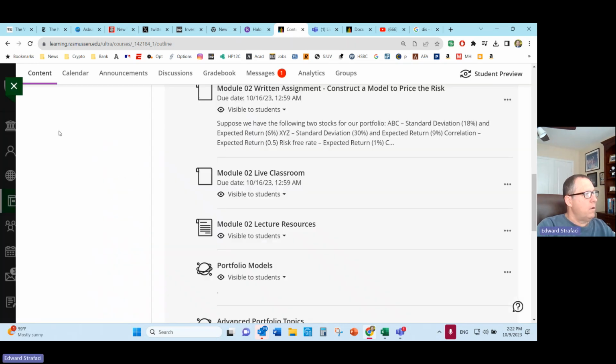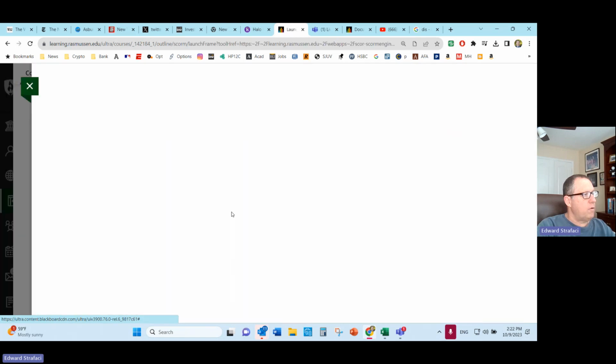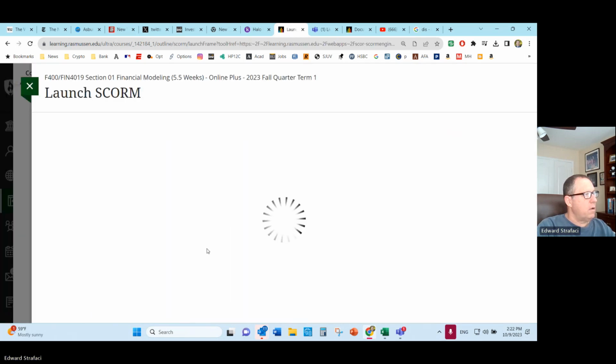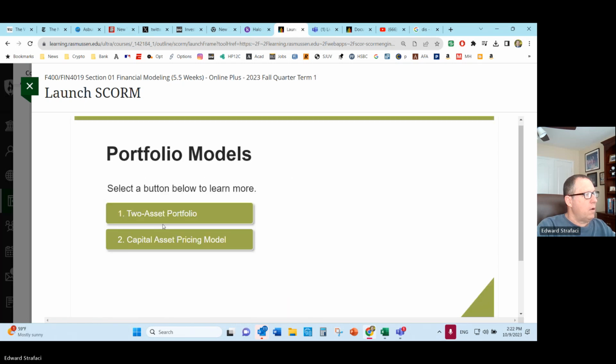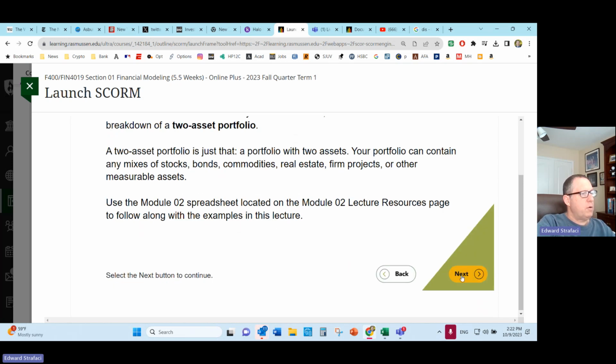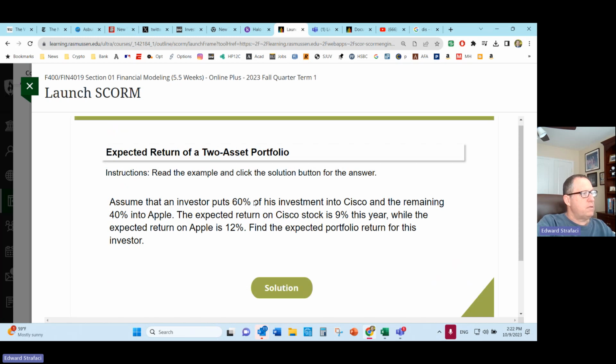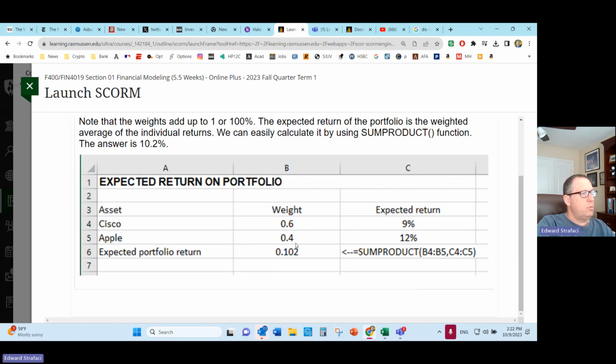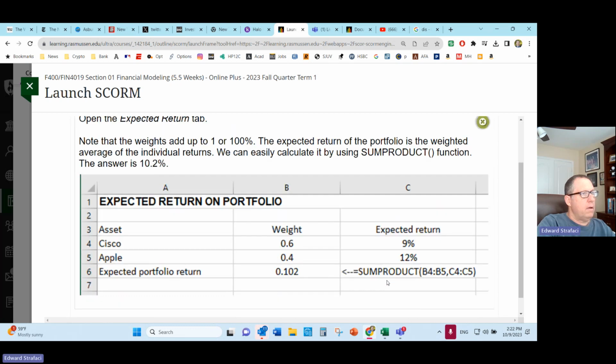Okay, so now I want to show you something else. Advanced portfolio topics. In a 2-asset portfolio, it's just a portfolio with 2 assets. We have a spreadsheet I'm going to go over with you. So the investor has put 60% of his investment in Cisco and the remaining 40% in Apple. The expected return on Cisco is 9%. The expected return on Apple is 12%. So what you're doing is you put the 2 weights and the expected returns, and that's going to give you your expected portfolio return. Just multiply, the weights have to equal 1, multiply the weights by the expected return, and then just sum the products. Okay.